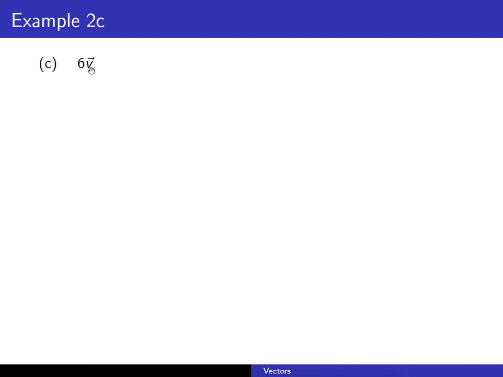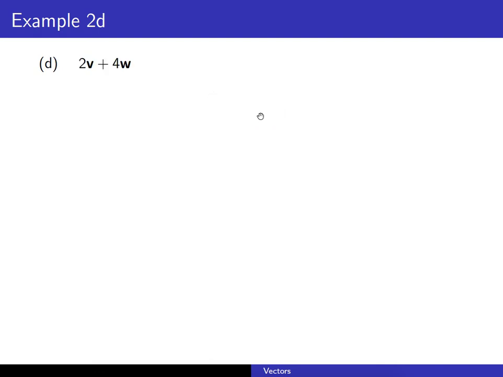Example 2c, we're going to scale our vector v by a factor of 6. So take that 5, 4 and multiply each component by 6. So 30 and 24. Or 30i plus 24j, again, it doesn't really matter.